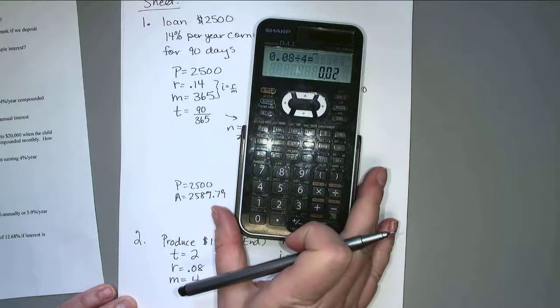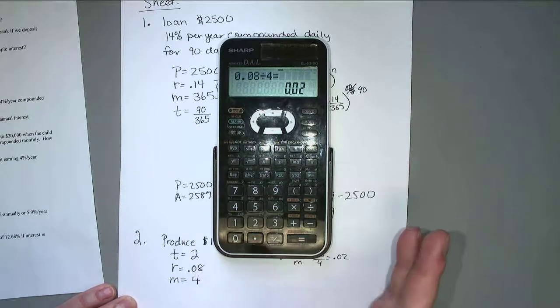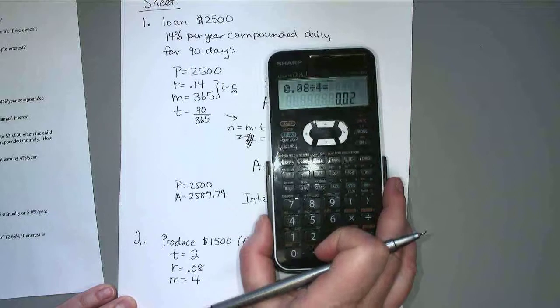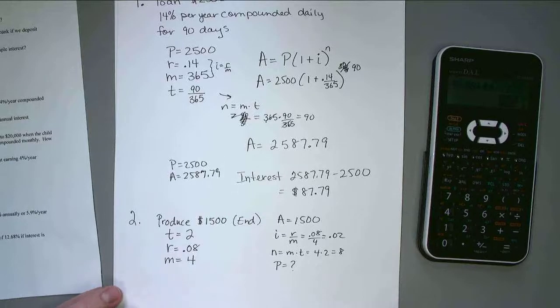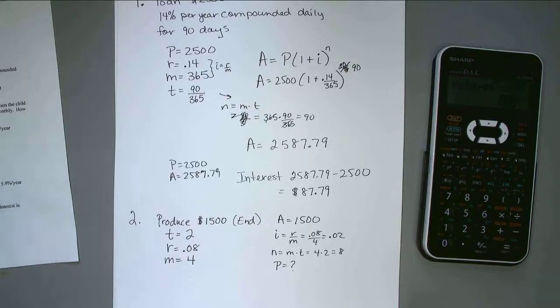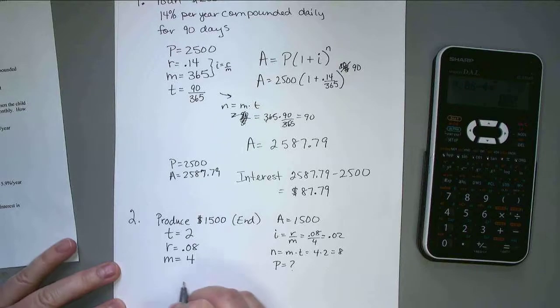See, it just ends. So we can just write it as 0.02. We don't need to round it or save it. And N is M times T. So 4 times 2 is 8. But now we're looking to find P. So basically this would be like, if you need to save $1,500, how much should you put in the bank now to produce this at the end.